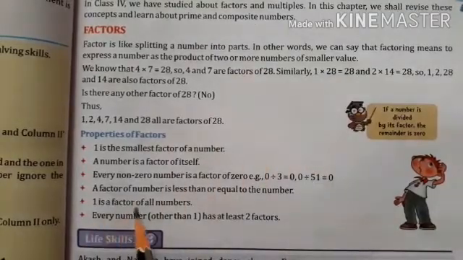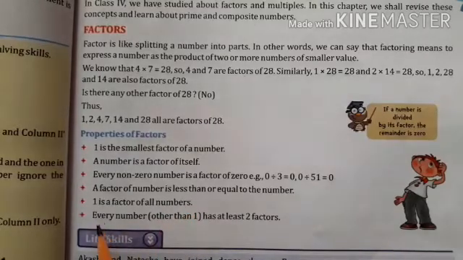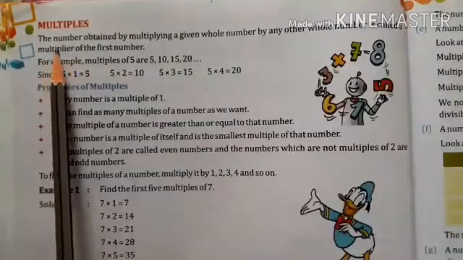Next, 1 is a factor of all numbers. Next, every number other than 1 has at least 2 factors. Now let's learn about multiples.